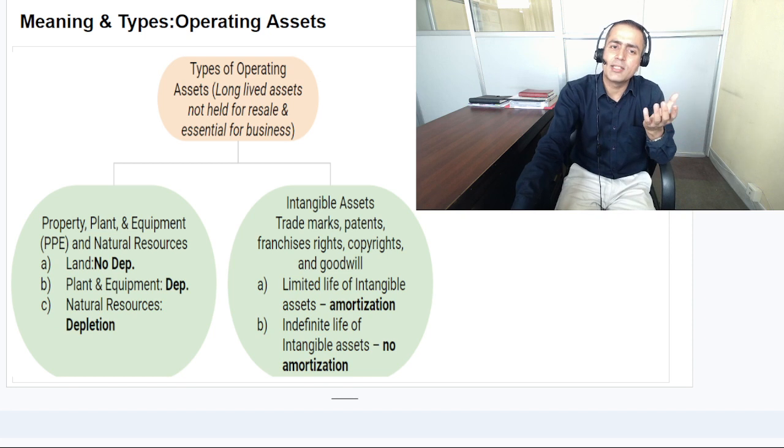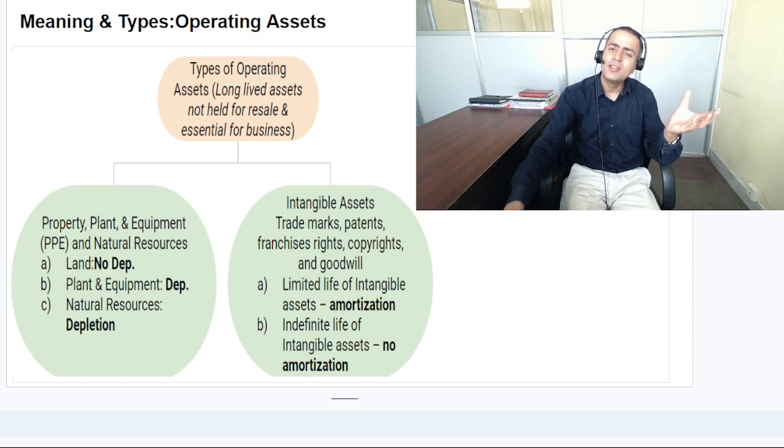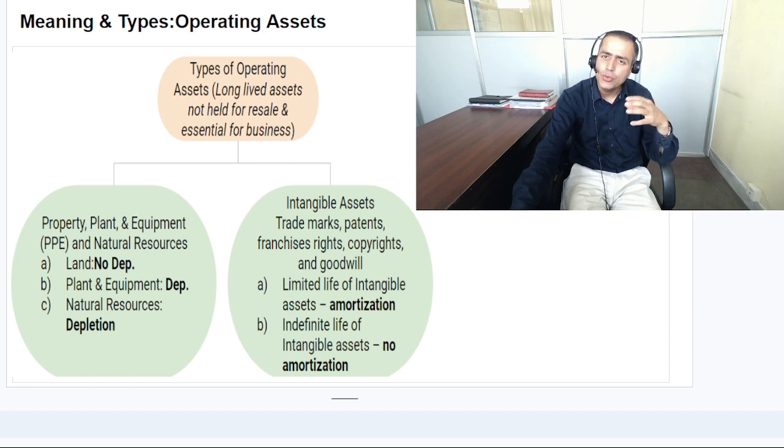In the case of intangible assets, for example trademarks, patents, franchise rights, copyrights, goodwill, these do not have the physical existence that tangible assets have. An important point is that when an intangible asset has a limited life, for example you are using a patent right for 5 years, then you have to charge amortization expenses for that. It needs to be amortized over the life of the intangible asset. But if we don't have a fixed period for the intangible asset, in that case we don't have amortization.